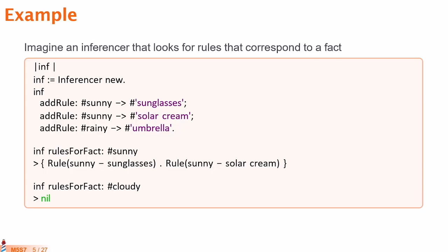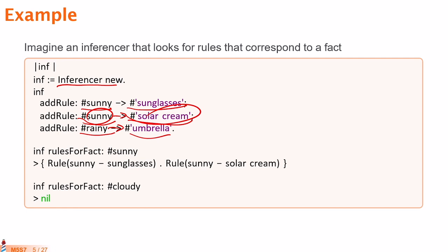Let's approach this with an example. Here, for example, you see the code of an inferencer. It's a simple rule system. We have an inferencer object that has rules to be applied in certain conditions. For example, here there is a little DSL that says, okay, when it is sunny, I'm going to use sunglasses. And when it is sunny, I am also going to use solar cream. When it is rainy, I'm going to use an umbrella. So this little arrow means, if it is this, I'm going to do this.